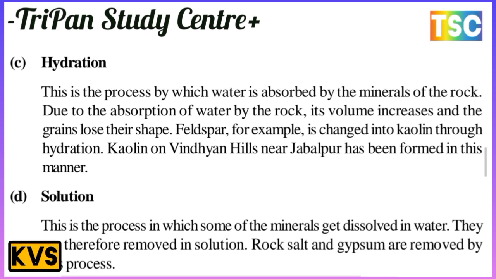There is an increase of volume and the grains lose their shape. This is a phase, for example, a change into kaolin through hydration. Kaolinization at Vindhyachal Hill near Jalwalpur has formed in this manner. This is a most important example, Vindhyan Hill.